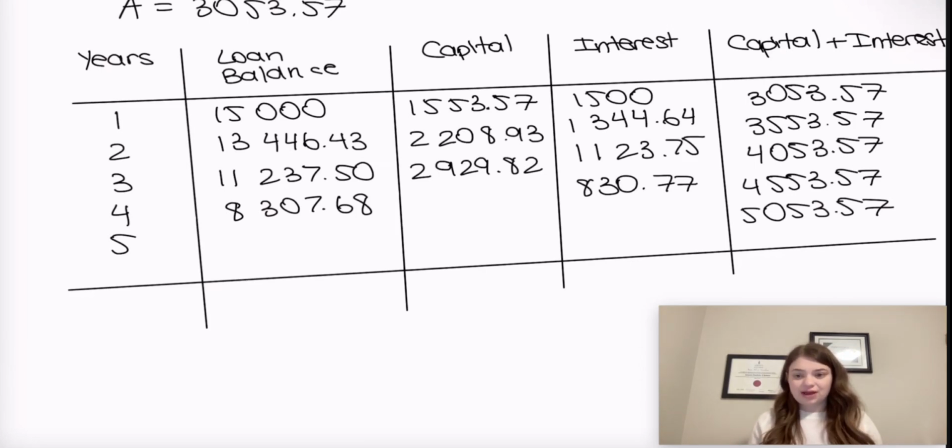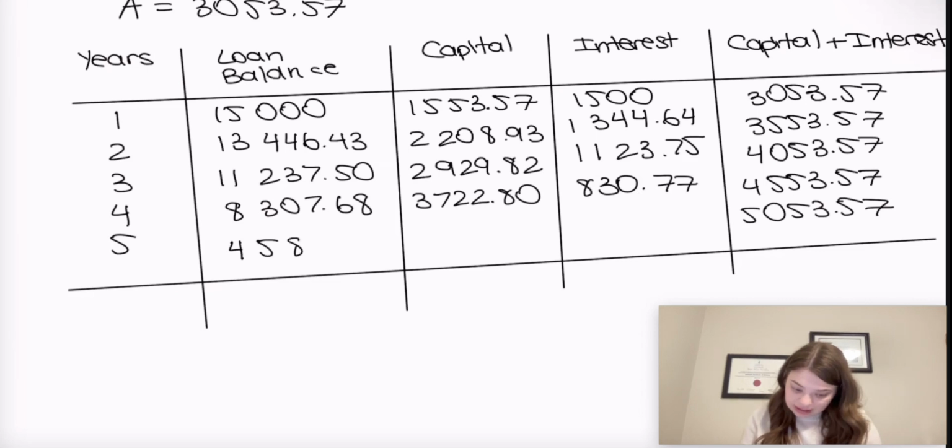Our payment's $4,553.57 this time. So let's subtract 830.77 from that number. And we end up getting that the rest of the payment that went to capital was $3,722.80. And now we owe that much less on the $8,307.68 balance. So now the balance is only $4,584.88. Okay, so how much interest do we owe?